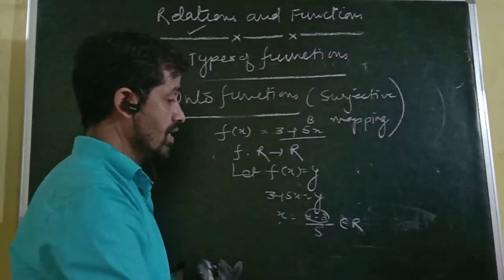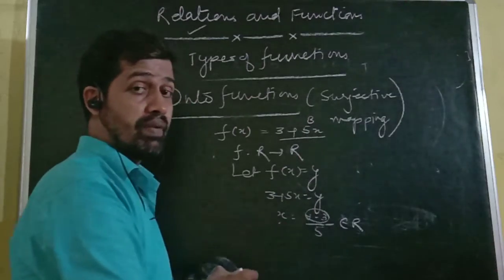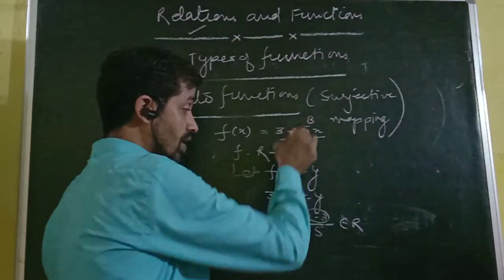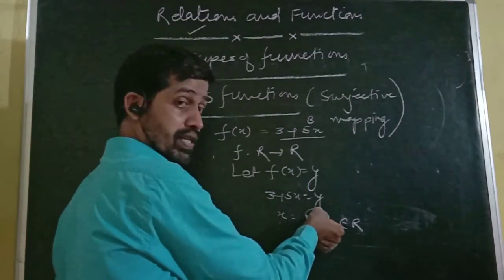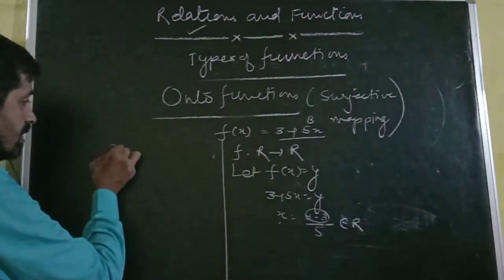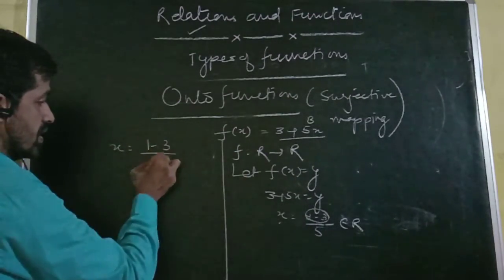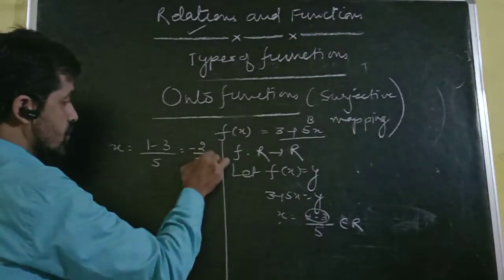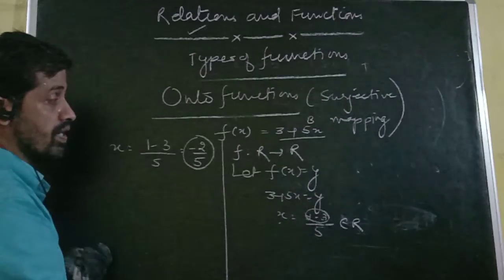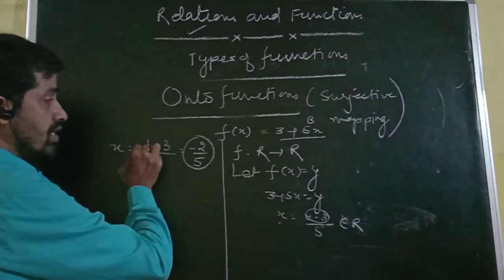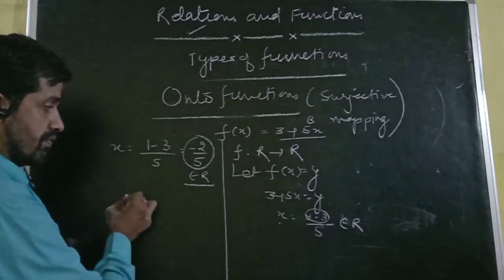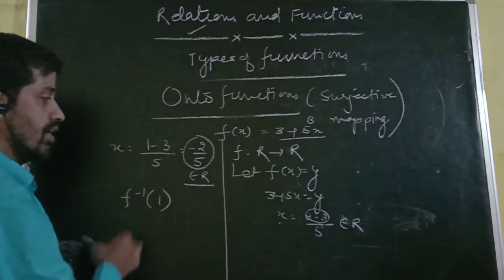Hope it is clear. If I ask you what is the pre-image of 1, take y equals to 1. We put y equals to 1 here, and we try to find the pre-image of 1. So that is x equals to (1 minus 3) upon 5, which is minus 2 upon 5. This is the pre-image of 1. We have taken y as 1 and this x belongs to R. So that we term as the pre-image of 1.